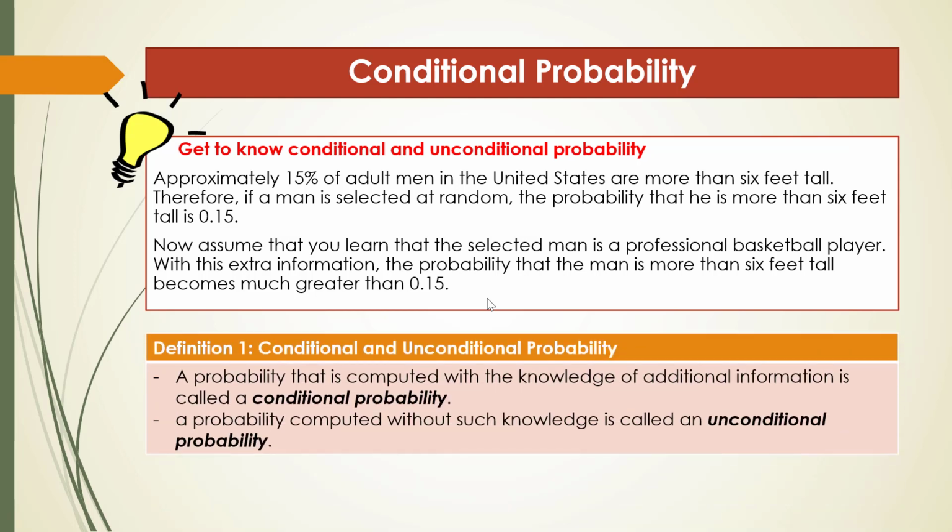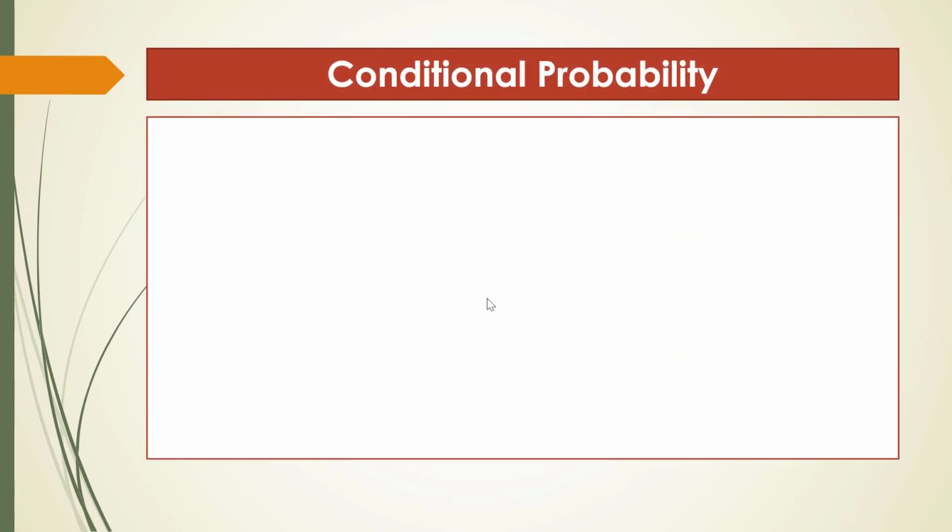So, the definition of conditional and unconditional probability. A probability that is computed with the knowledge of additional information is called a conditional probability. A probability computed without such knowledge is called an unconditional probability. So how do we compute conditional probability?